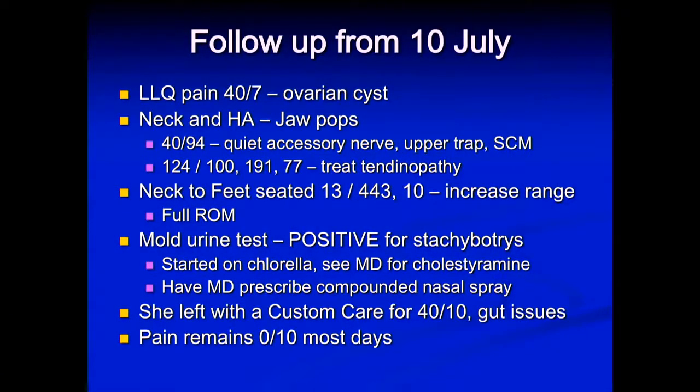I ran 40 and 10, inflammation in the spinal cord for 40 minutes, and her pain was a 0. We treated the abdomen again, treated the quadratus lumborum again for the scar tissue. And then that ruptured ovarian cyst was pesky, so I treated inflammation in the ovary. The neck and the headache, treated to quiet the accessory nerve, to quiet down the SCM and the upper trapezius.